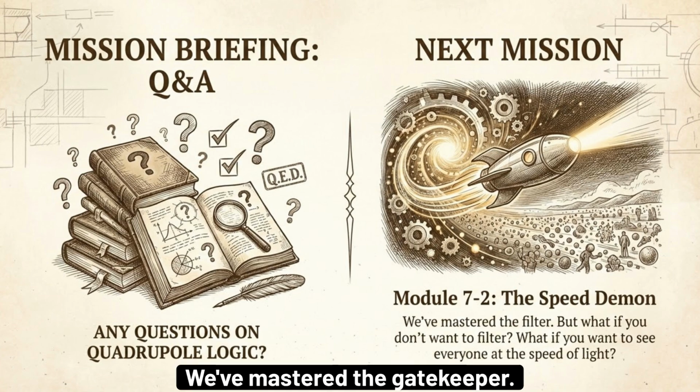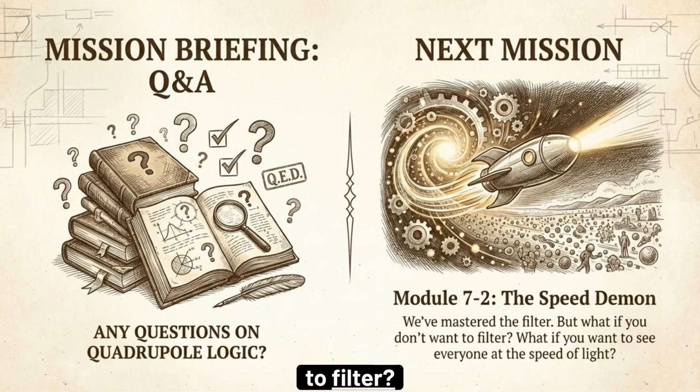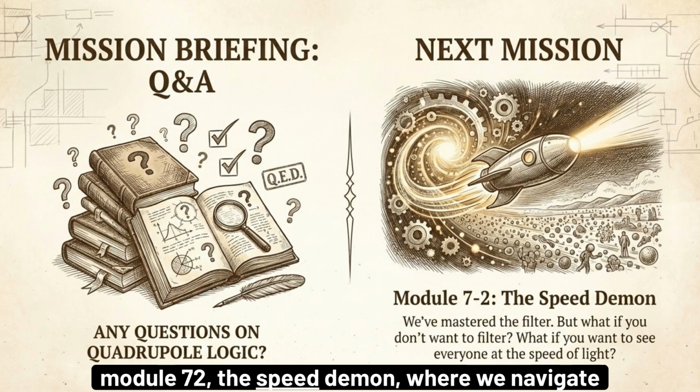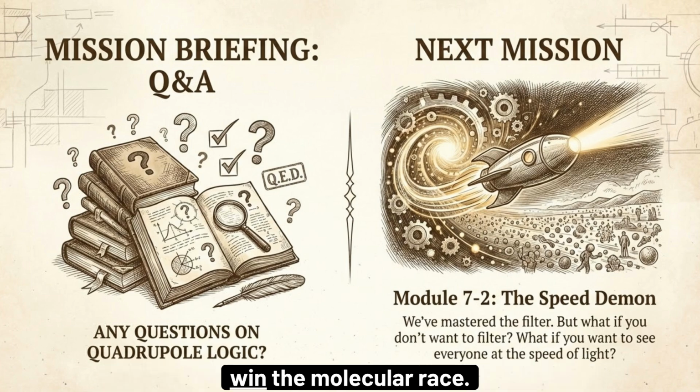Silence the crowd. We've mastered the gatekeeper. We know how to filter. But what if you don't want to filter? What if you want to see everyone, but at the speed of light? Join me in our next unit, Module 7-2, the Speed Demon, where we navigate the time-of-flight TOF analyzer and learn how to win the molecular race. I'll see you at the starting line.